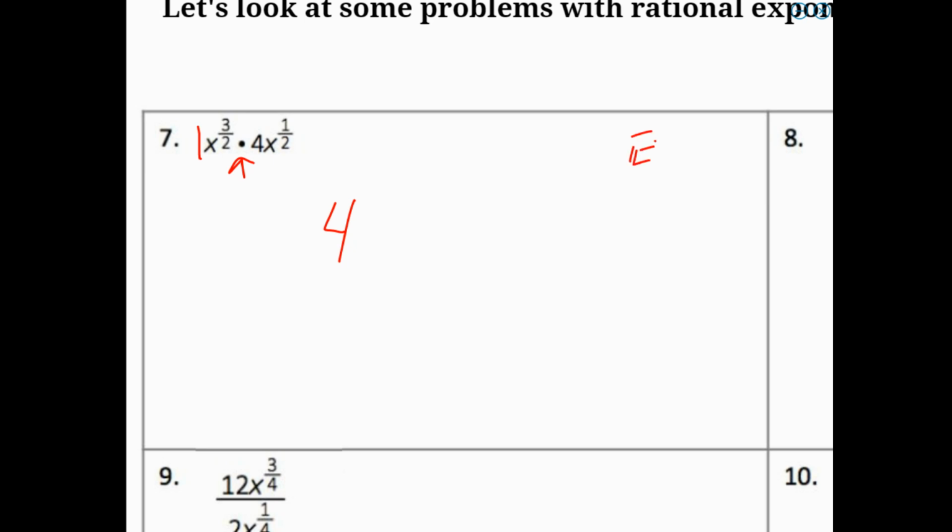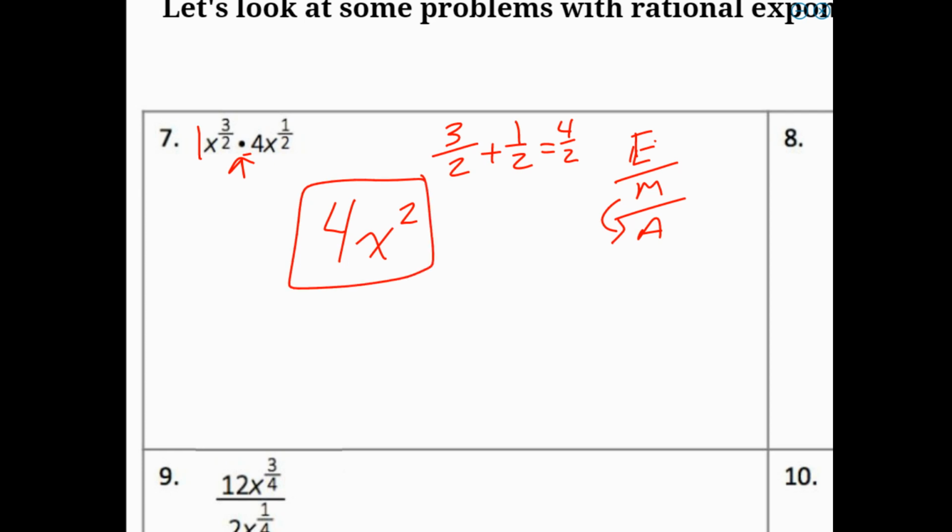Nope, exponents. So what operation? I'm asking you, which operation am I going to do? Multiply. If multiplying is my thing, remember my exponents get special treatment, they get knocked down a notch. So I'm going to add my exponents. So 3 halves plus 1 half equals what? 4 halves. What does 4 halves reduce to? 2. So the power on my x is just 2.